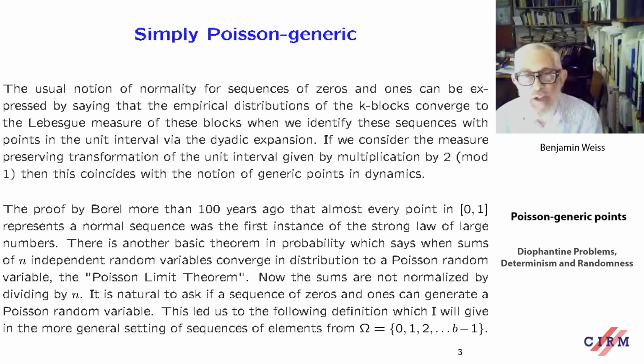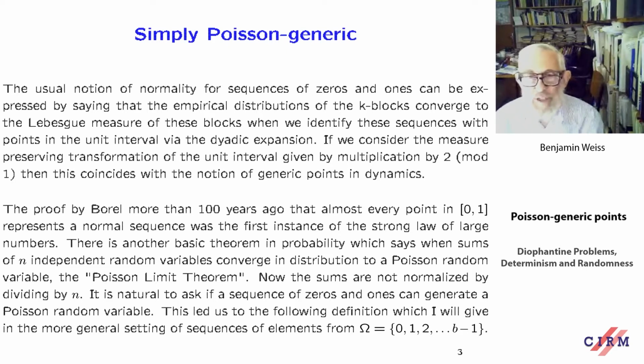When you think of the measure-preserving transformation of the unit interval given by multiplication by 2 mod 1, this is the usual notion of generic points in dynamics. I'll come back to that a little bit later and explain a little more about that. Borel, more than 100 years ago, in 1909, proved that almost every point in [0,1] represents a normal sequence. This was the first instance of the strong law of large numbers.